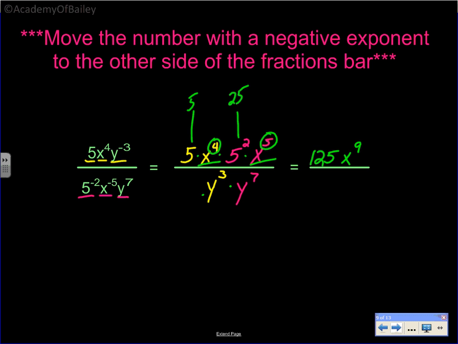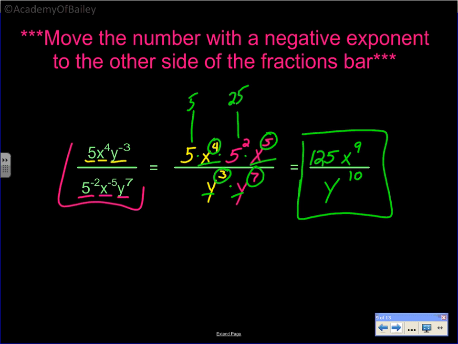And on the bottom, we have a y, we have a y, and we're multiplying those. Same base of y. And what do you do with those exponents? You add those. Y to the 3rd times y to the 7th will give you y to the 10th. And there is the simplified answer to the beginning problem.